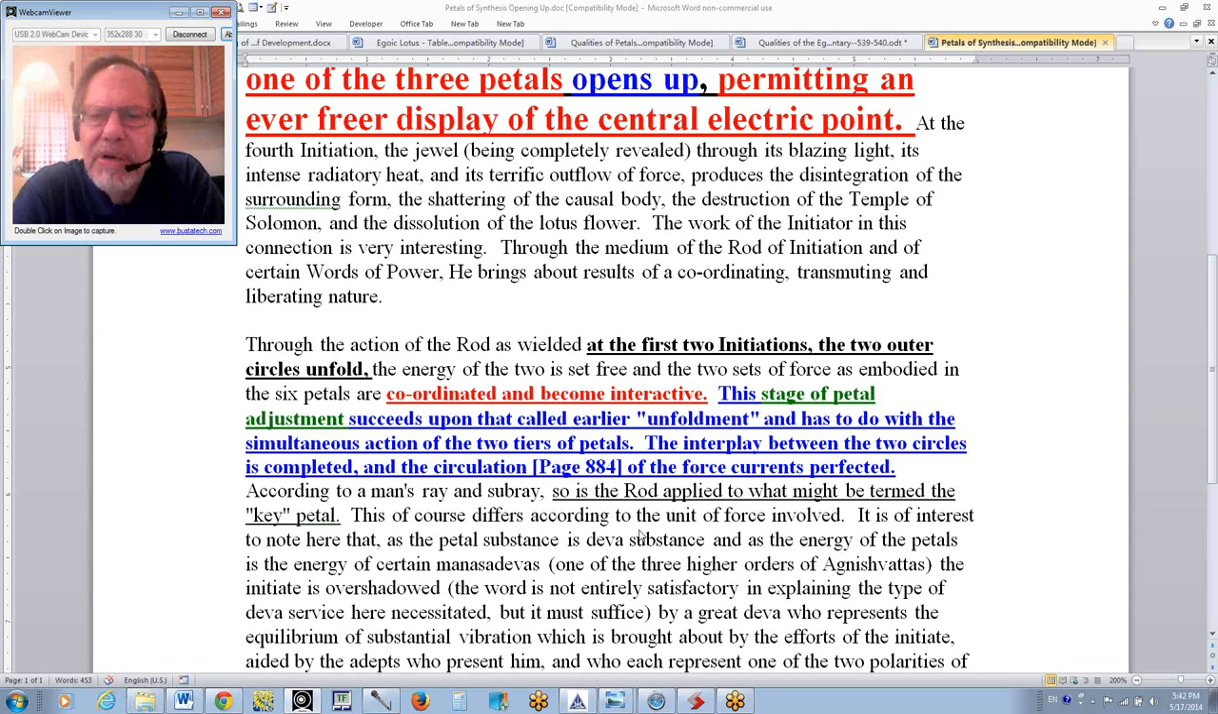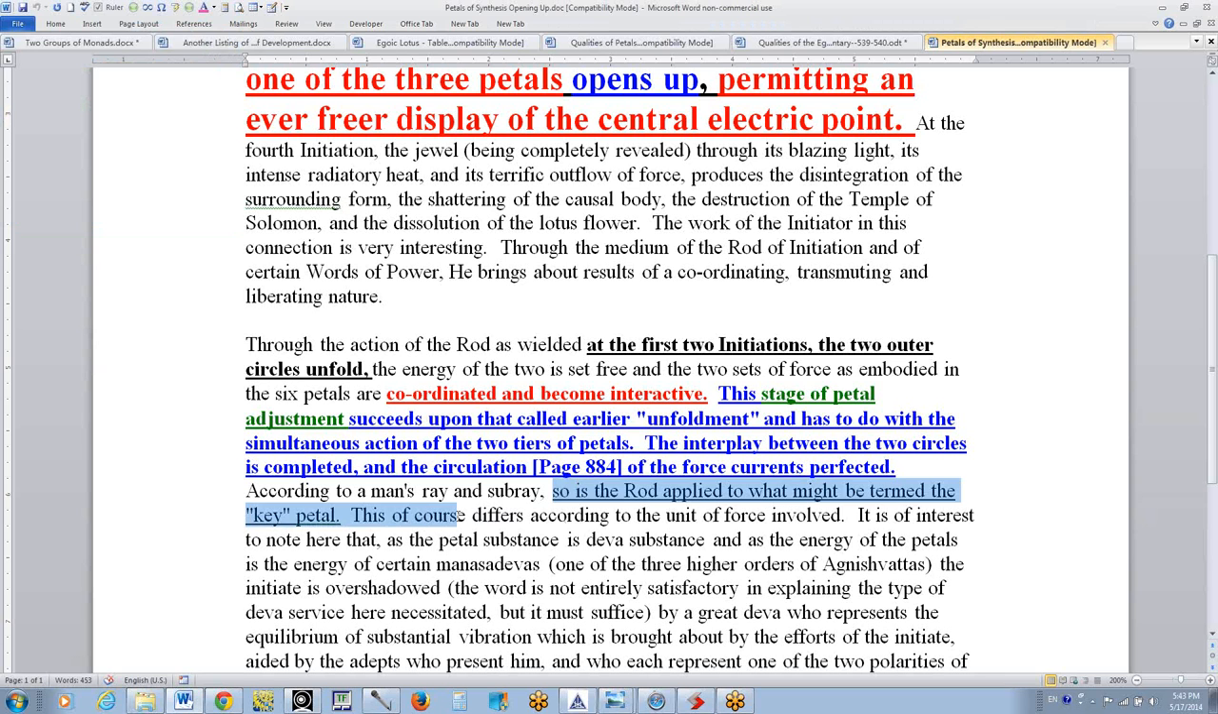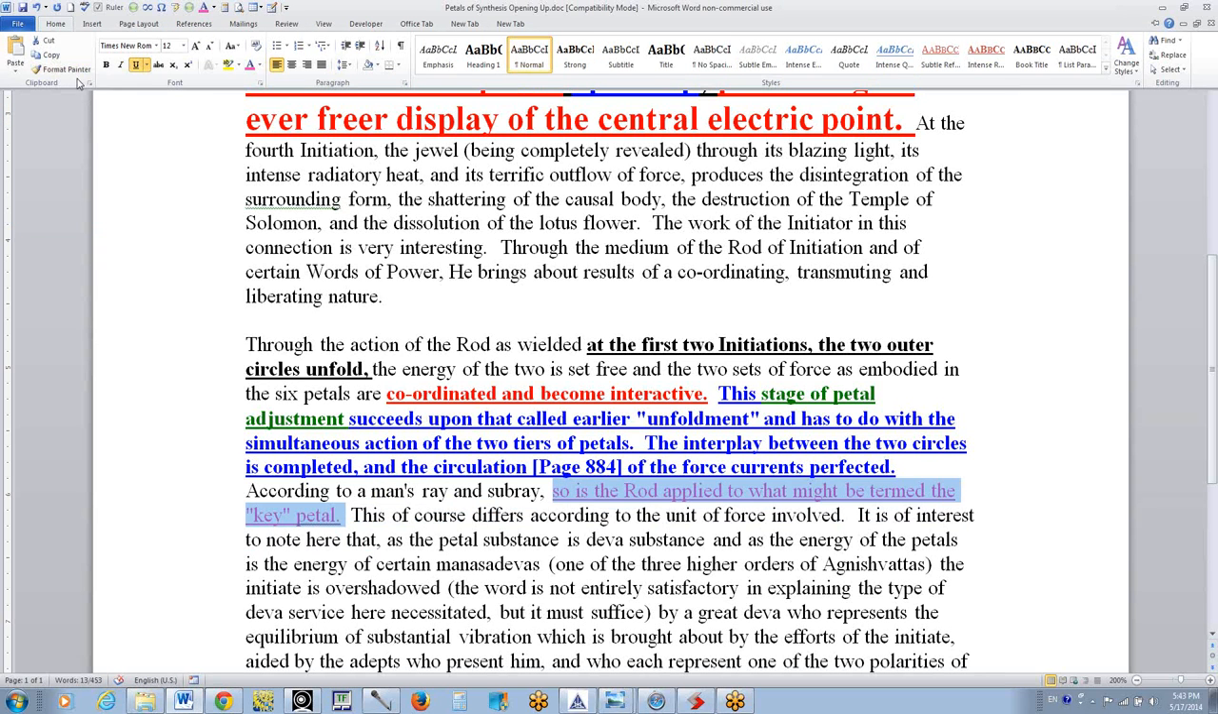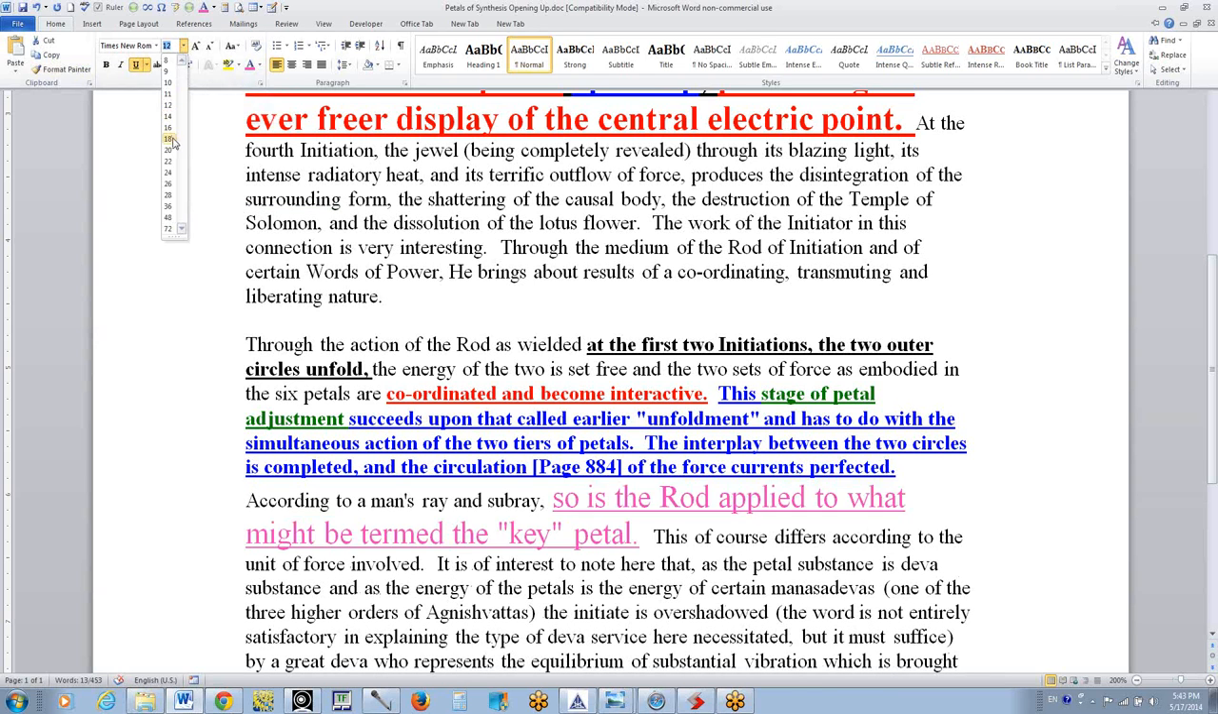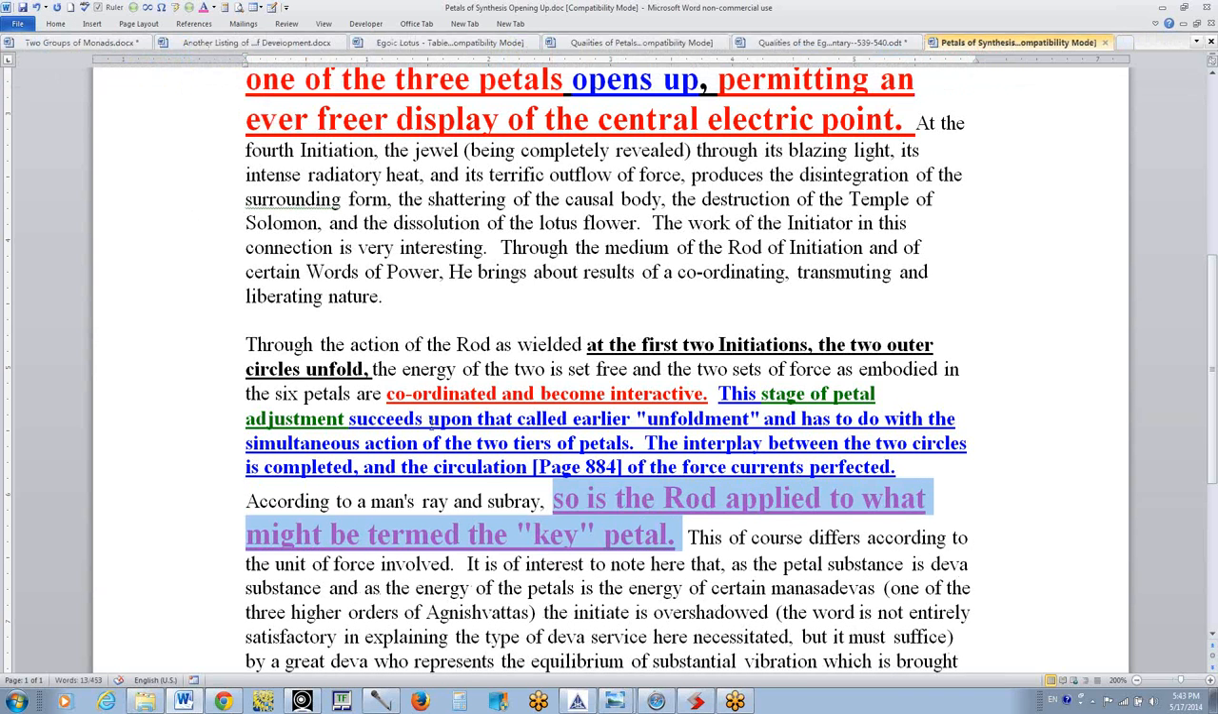So there is a stage of petal adjustment, at least after the two initiations, and there's some simultaneous action of the two tiers, probably a type of rotation. The interplay between the two circles is completed, and the circulation of the force perfected. According to a man's ray and subray, so is the rod applied to what might be termed the key petal. And here we learn that the rod is actually applied to a petal. And it's not just a question of the direction of force. From some references I've gathered that to be the case. But okay, he says application. This, of course, differs according to the unit of force involved and the monadic ray.